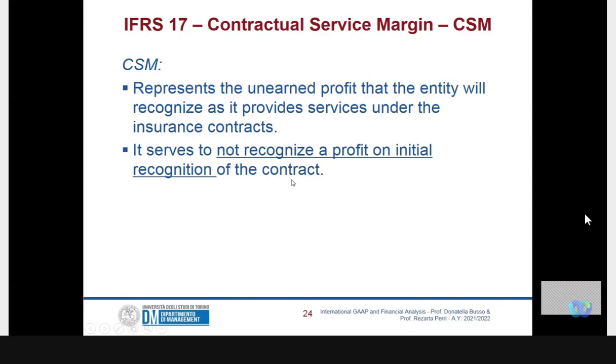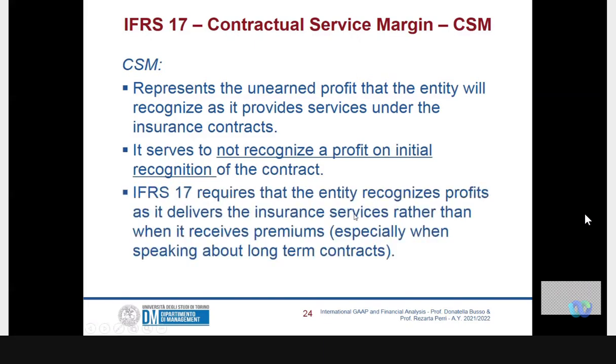It serves, as we said, to not recognize a profit on initial recognition, and IFRS 17 requires that the entity recognizes profit as it delivers the insurance services rather than when it receives premiums, especially when speaking about long-term contracts. Usually contracts such as car insurance that I mentioned are short-term contracts up to 12 months. And in these cases, it's not difficult to calculate the future cash flows and bring them to the present, because we are all within 12 months or 1 year.